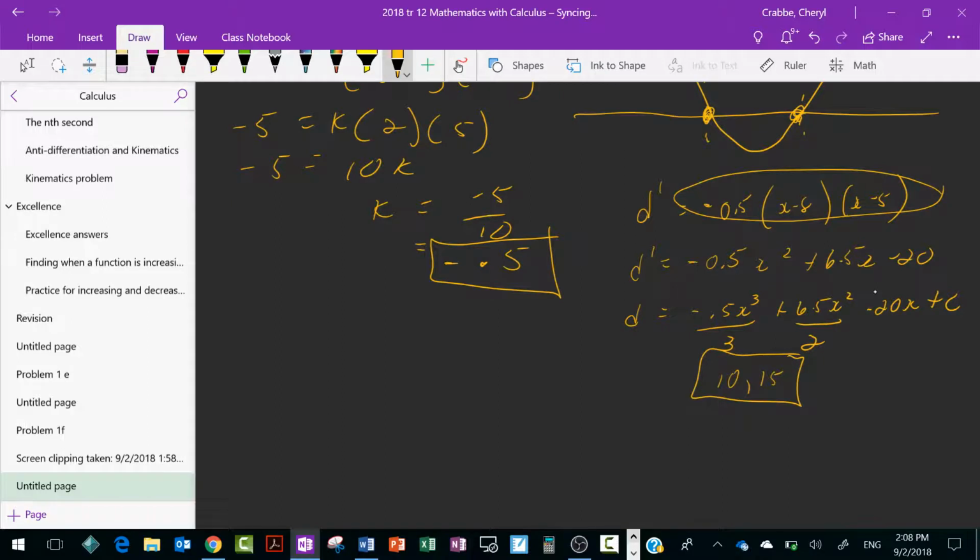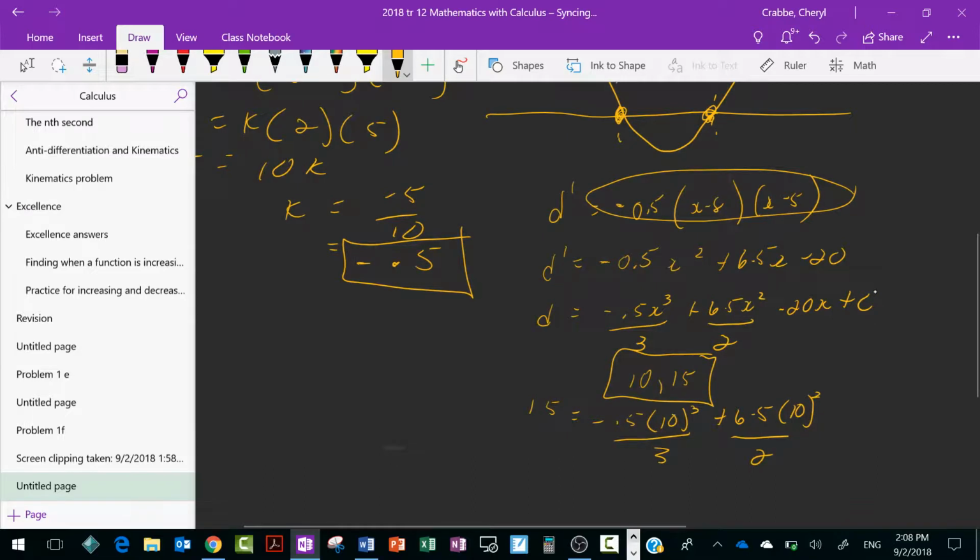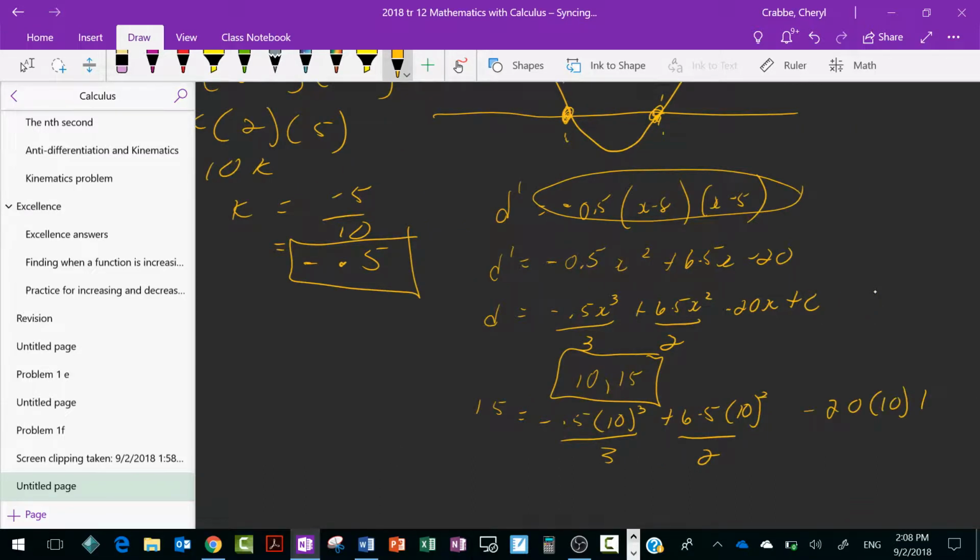So we're going to use that to figure out what c is going to be. We substitute: negative 0.5 times 10 cubed over 3 plus 6.5 times 10 squared over 2 minus 20 times 10 plus c equals 15. And then we've got to work out c, right? When you do all the math around that, we're going to get c to be 56.67.